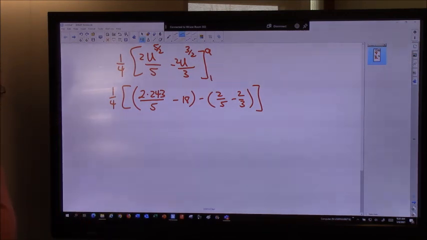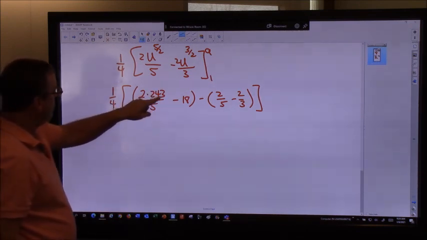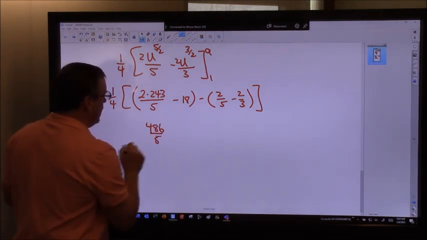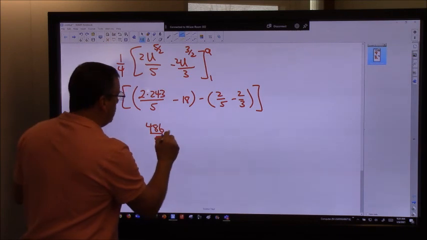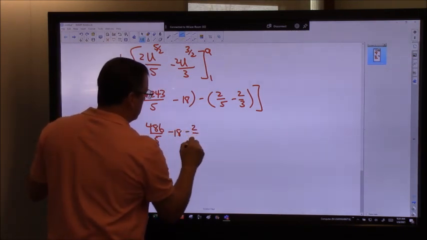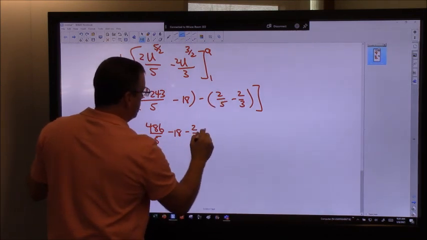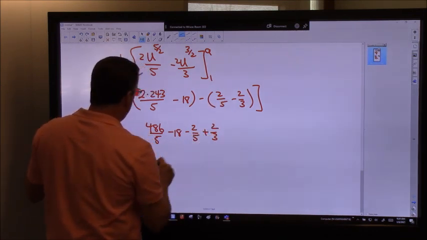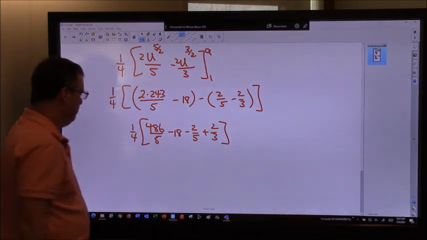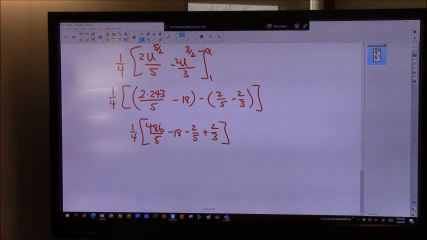All right, oh boy, this is messy. So that's going to be 486 over 5 minus 18 minus 2/5 plus 2/3, and the whole thing times 1/4. All right, well, I don't really want to try and do all that by hand, so I'm just going to throw it to a calculator.